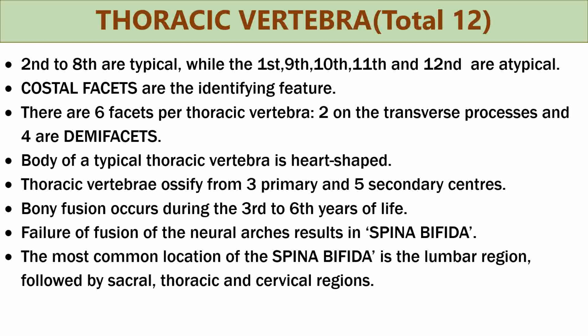The body of a typical thoracic vertebra is heart-shaped. Thoracic vertebrae ossify in cartilage from 3 primary and 5 secondary centers. At birth, the thoracic vertebra consists of 3 parts. Bony fusion occurs during the 3rd to 6th years of life. Failure of fusion of the two halves of the neural arch results in spina bifida. The most common location of spina bifida is the lumbar region, followed by sacral, thoracic, and cervical regions.